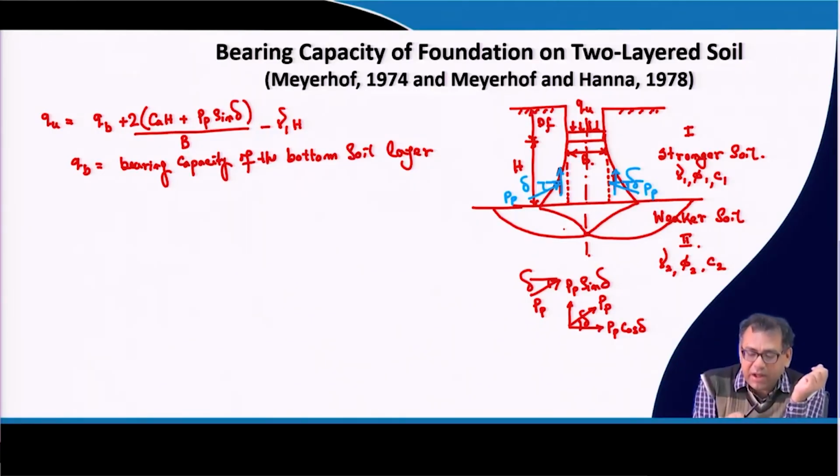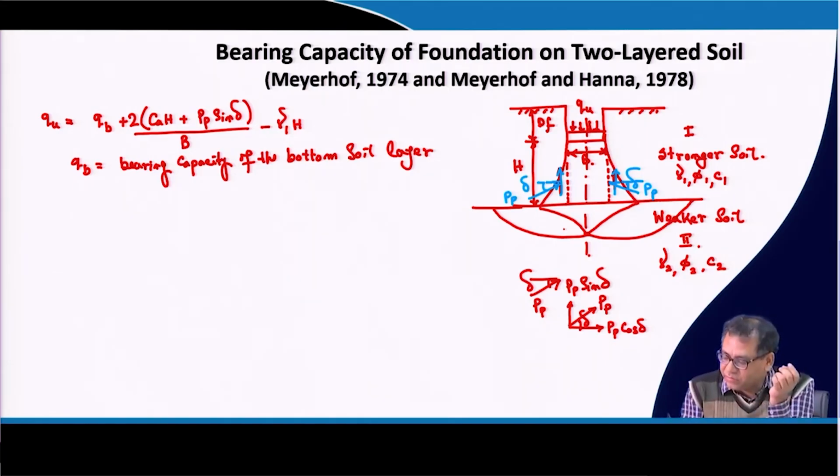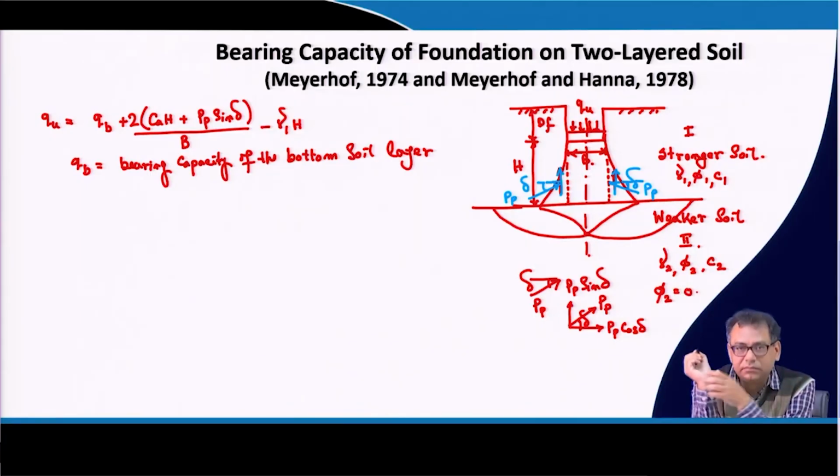Now, one thing is why this gamma 1 H is used. Gamma 1 H is used because it is assumed that this weaker soil is a C soil, that means in the weaker soil your phi 2 is equal to 0.